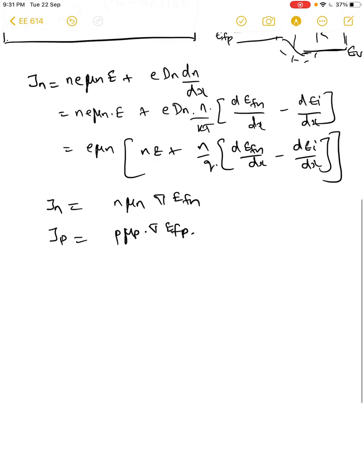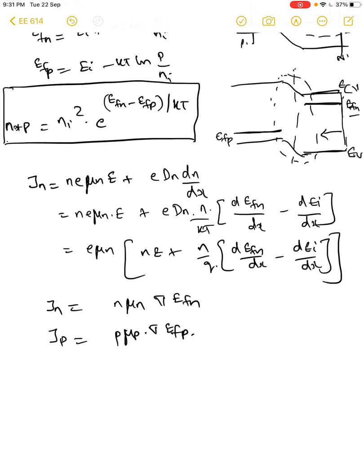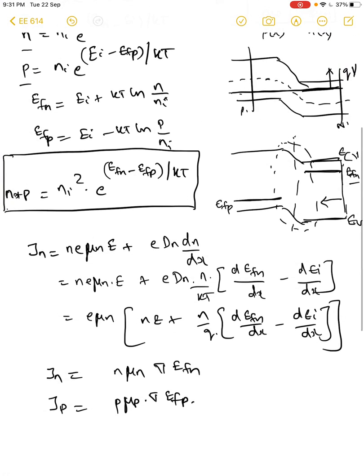So the currents in this junction, where you have a PN junction with an applied potential, depends only on the gradient in the Fermi level, right? And you can see that the gradient in the Fermi level also depends upon the carrier density, from these equations that we have written.